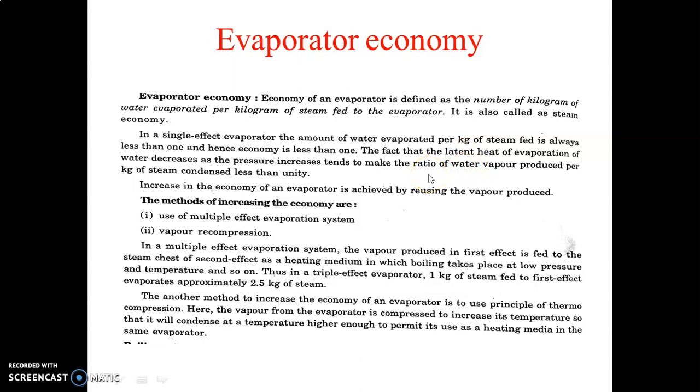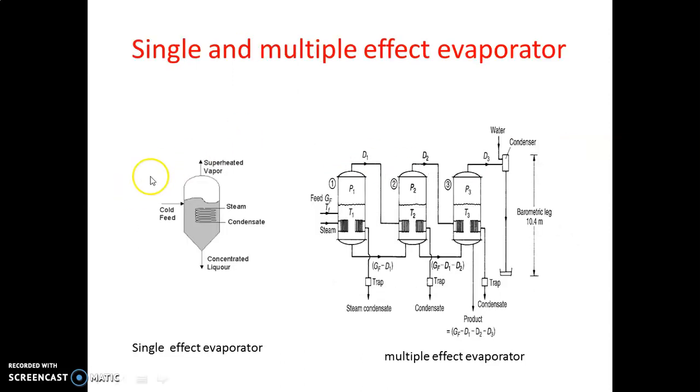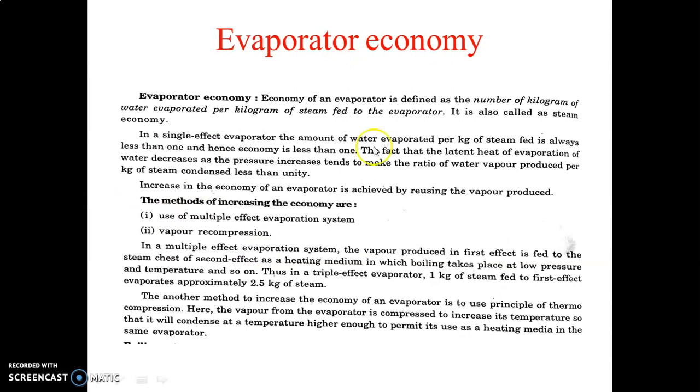That means what is meant by single effect evaporator? I will show, this is the figure. So this figure is single effect evaporator, that means only one evaporator is used here. You have to feed the material from here. You have to add the steam. The steam is condensed by giving heat. The vapors of solvent are created and we get concentrated liquid here. So this is called a single effect evaporator, and in this case the economy is always less than 1.